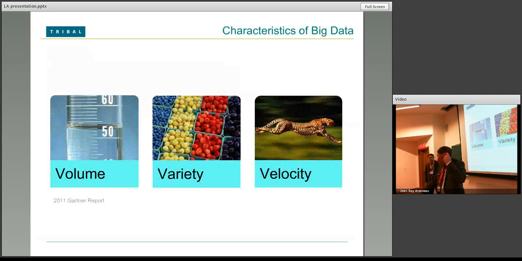A report in 2011 by Gartner identified 3 big characteristics of big data. Volume was obviously very large volumes of data which you need to analyze. The variety means the different types of information from various sources which were available to be able to be analyzed. And velocity was really about how fast the data is produced, but also how fast the data must be processed.